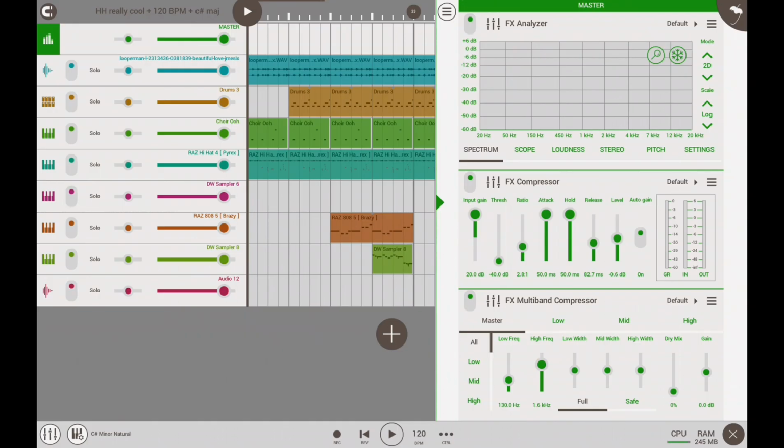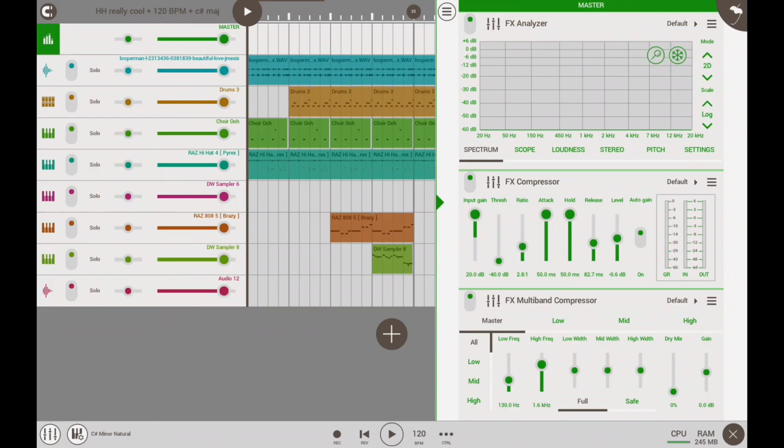From the bottom you can see minus 60 decibels, minus 50 decibels, minus 40 decibels, minus 30 decibels, minus 20 decibels, minus 12 dB, minus 6 dB, and 0 dB. So everything should play below 0 dB, because anything above 0 dB is going to distort your sound.